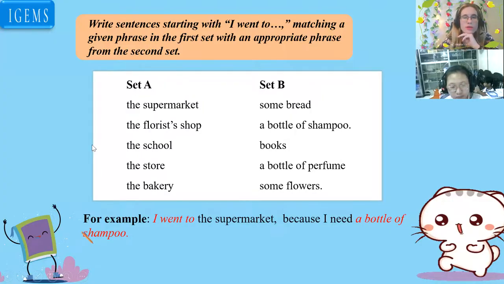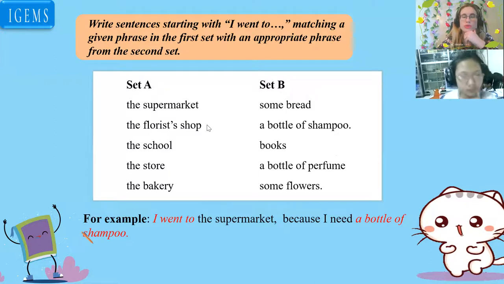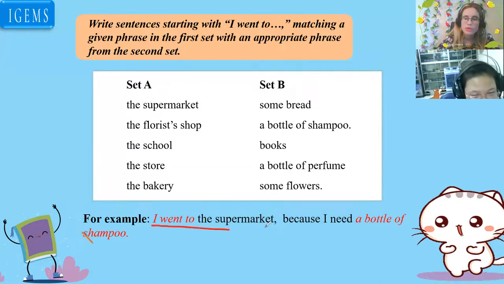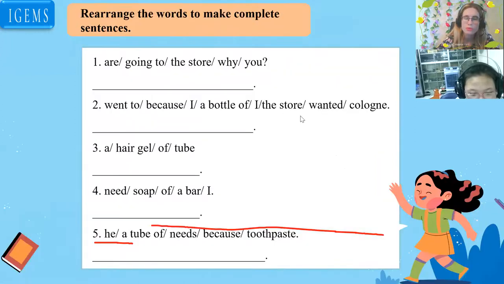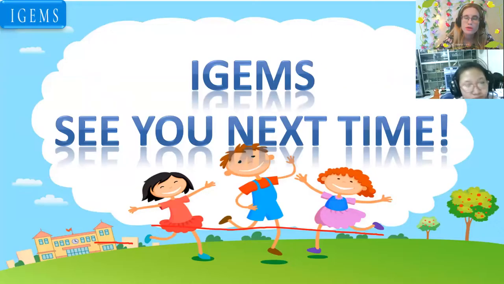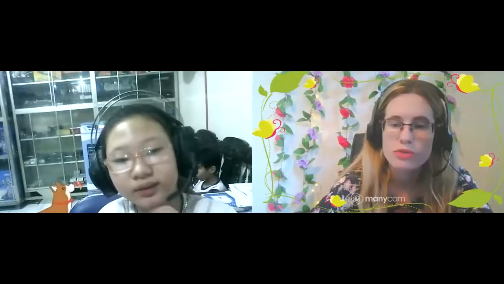Homework. Yes. Write sentences starting with I went to. So you have to use these to make some sentences. Like, for example, I went to the supermarket because I needed a bottle of shampoo. Some more homework. All right. Wow. Homework.